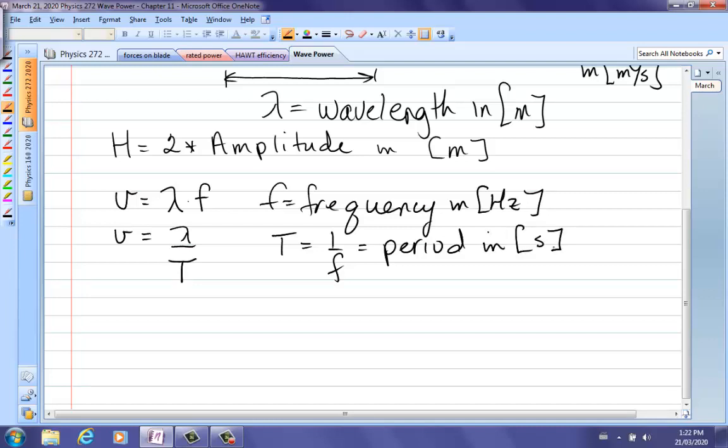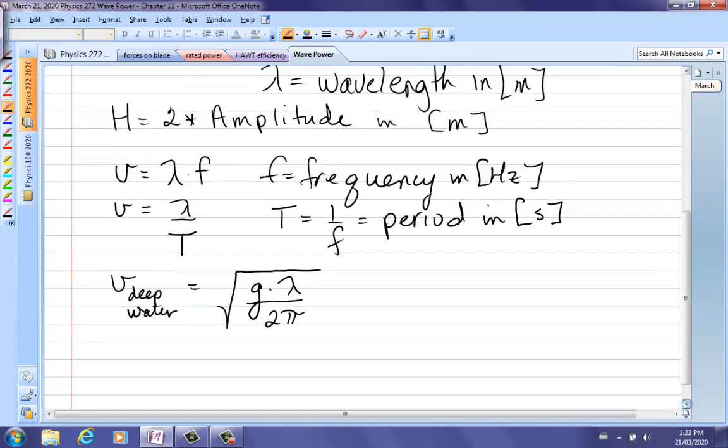Okay, now, this is true for all waves, that V is lambda F, but for deep water waves, there's a special relationship, and that is that the speed of propagation is proportional to the square root of the wavelength. So it's equal to the square root of G lambda over 2 pi. So you can use that relationship for all of the problems that talk about waves.